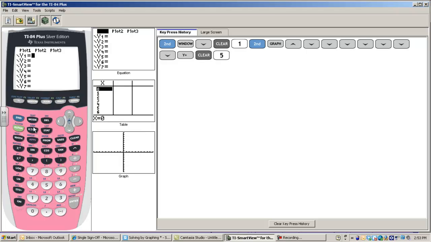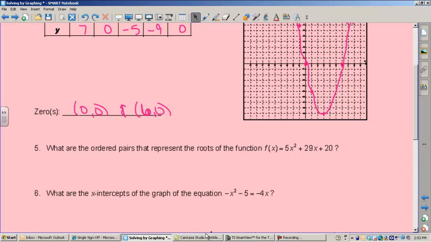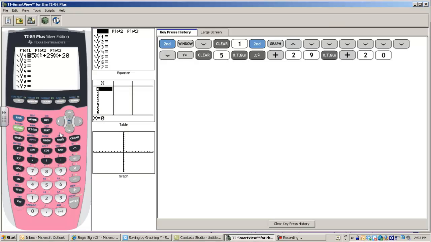We're going to type in 5x squared plus 29x plus 20. I think that's the right equation. Yes. So there's our equation. Now, that's what we're going to put in y1. In y2, we're going to put y equals 0.